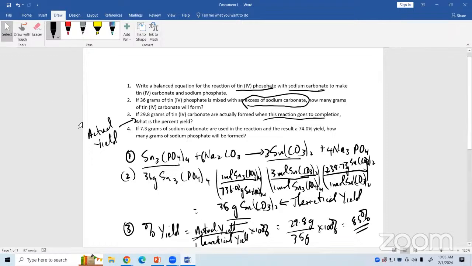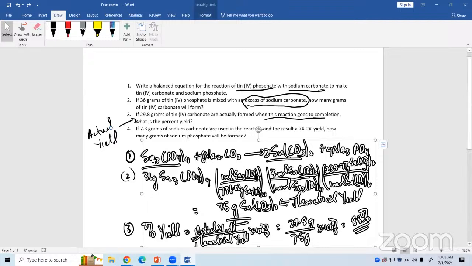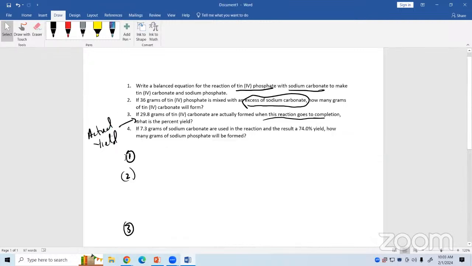Hold on. I have to create some space here. Okay, so I think I need to rewrite the equation. I probably shouldn't have erased it. So let me just write it up top here.